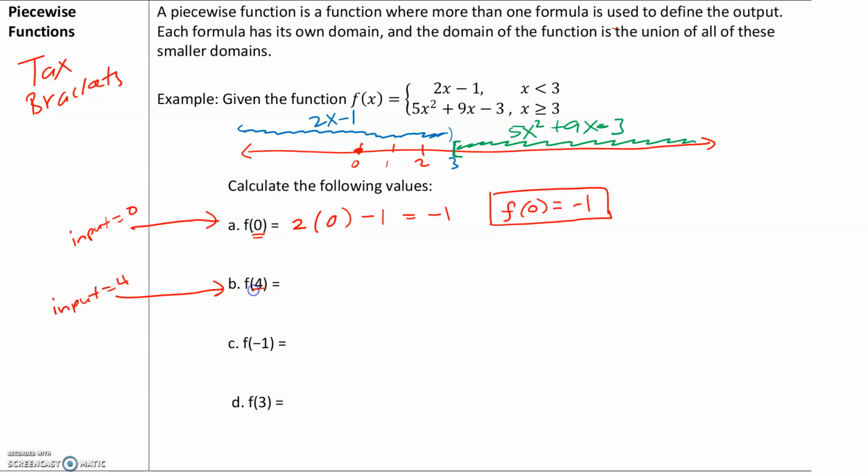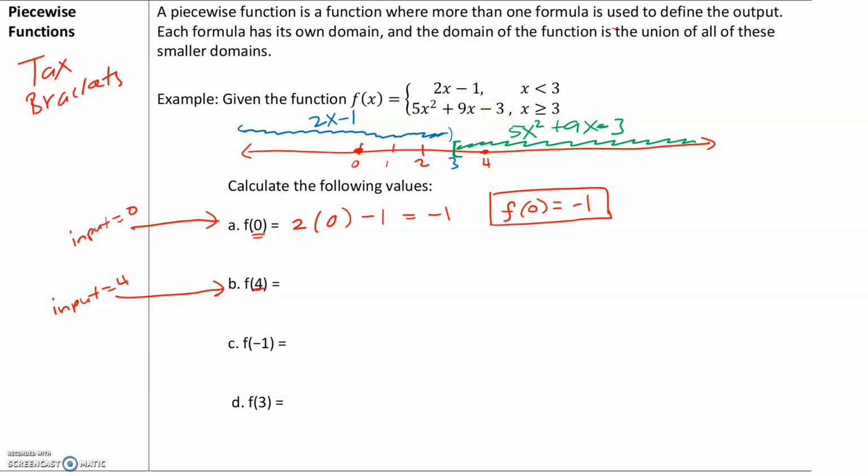And once again, the parentheses contains our input. So let's locate x equals 4 on our number line. X equals 4 is going to be right there. Now, which domain does it fall in? It falls in the second domain, where x's are greater than or equal to 3. So when x's are greater than or equal to 3, we're going to use 5x squared plus 9x minus 3.